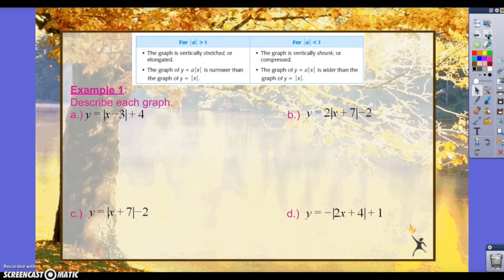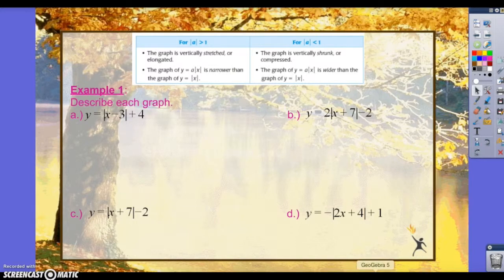So to talk about the A, you saw that in the slider graph. When the absolute value of your A, your slope, the number in front, if you take the absolute value of it, because it doesn't matter if it's positive or negative, and it's greater than 1, you're going to stretch it. The graph is vertically stretched or elongated, as in it's going to be narrower.